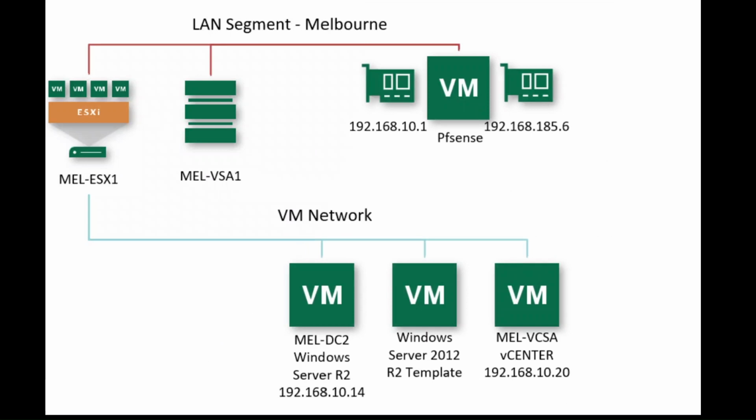Basically, this is just how it's looking in the vSphere diagram now. So we've got our only host, meldESX1, and meldDC2 will form technically the second virtual machine in this environment. We do have a template as well. And in the previous video, we created the meldDC2 virtual machine based on that 2012 R2 template. So we're now ready to get stuck into getting our second domain controller up and running.